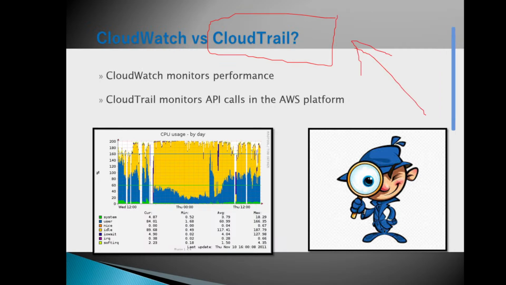There are some aunties in your society na who are checking कौन आ रहा है, कौन जा रहा है, कौन किससे मिल रहा है, कौन कितना खा रहा है. That's CloudTrail. And CloudWatch is basically the performance of your car, of your EC2 machine, of your S3. So that is the performance. Amazon wants you to get confused between these two things.